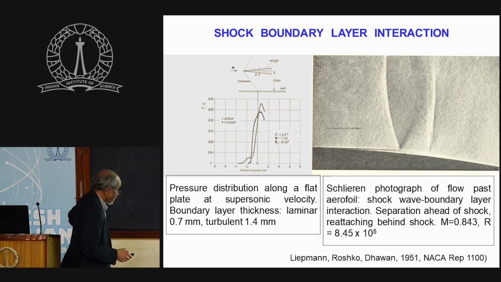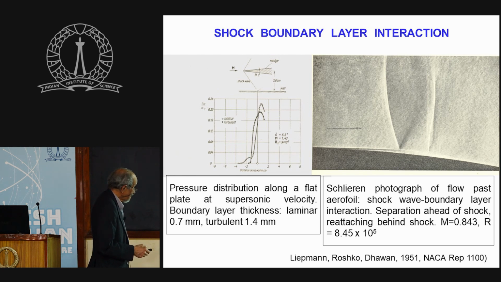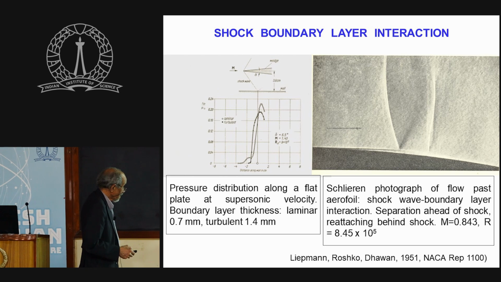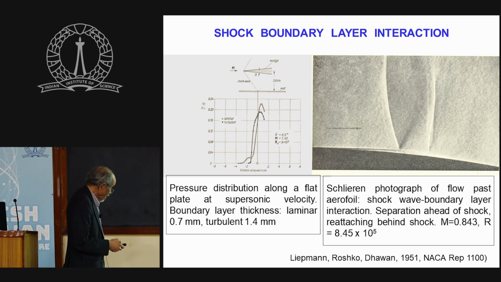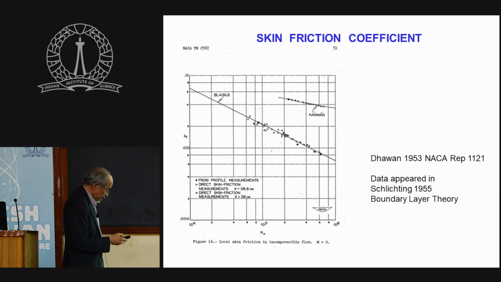So they measured the pressure distributions. Here they are. The world's first measurements on such flows. And as you can see, this became very widely known after that. And the kind of effect that it had on the boundary layer depended very much on whether it was laminar or turbulent. He also measured skin friction on the surface.